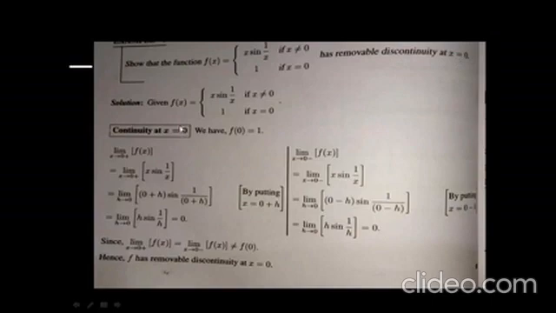First of all, put the value x equal to 0. If you put the value x is 0 in the given function, you can easily see that the value of the function becomes 1. So we can write f(0) is equal to 1. Afterwards, we have to find the right hand limit and the left hand limit. Now we have f(0) equal to 1.